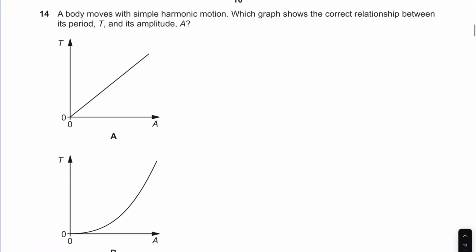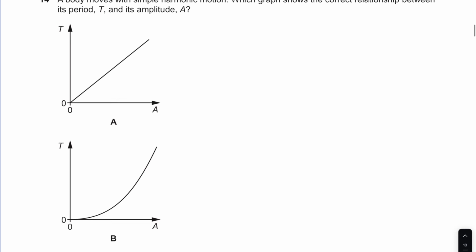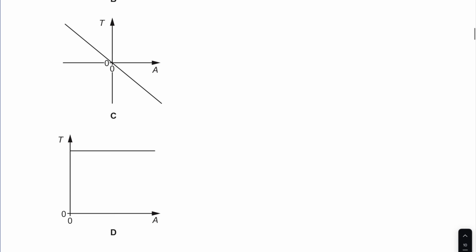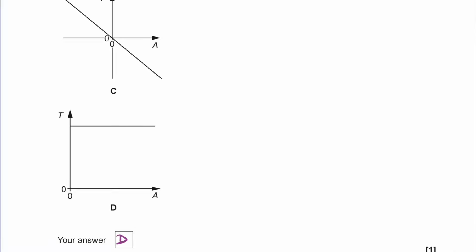Let's move on to question 14. A body moves with simple harmonic motion. Which graph shows the correct relationship between its time period and its amplitude? Time period and amplitude are independent. D is my option here. Time period depends on the dimensions or the length of the string.